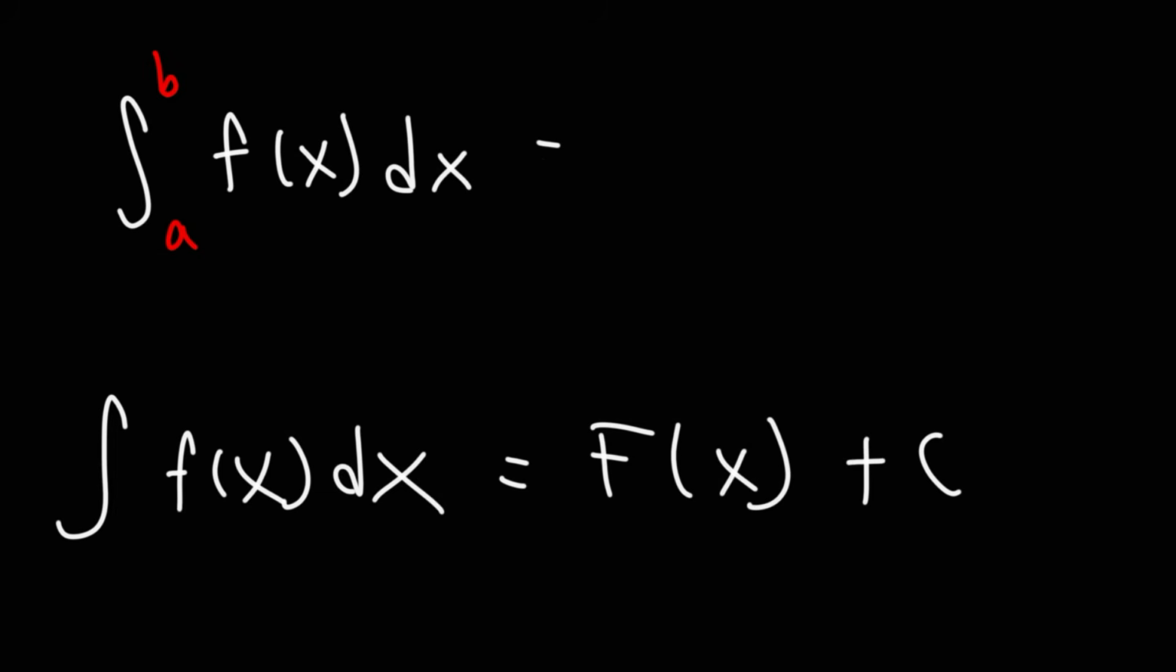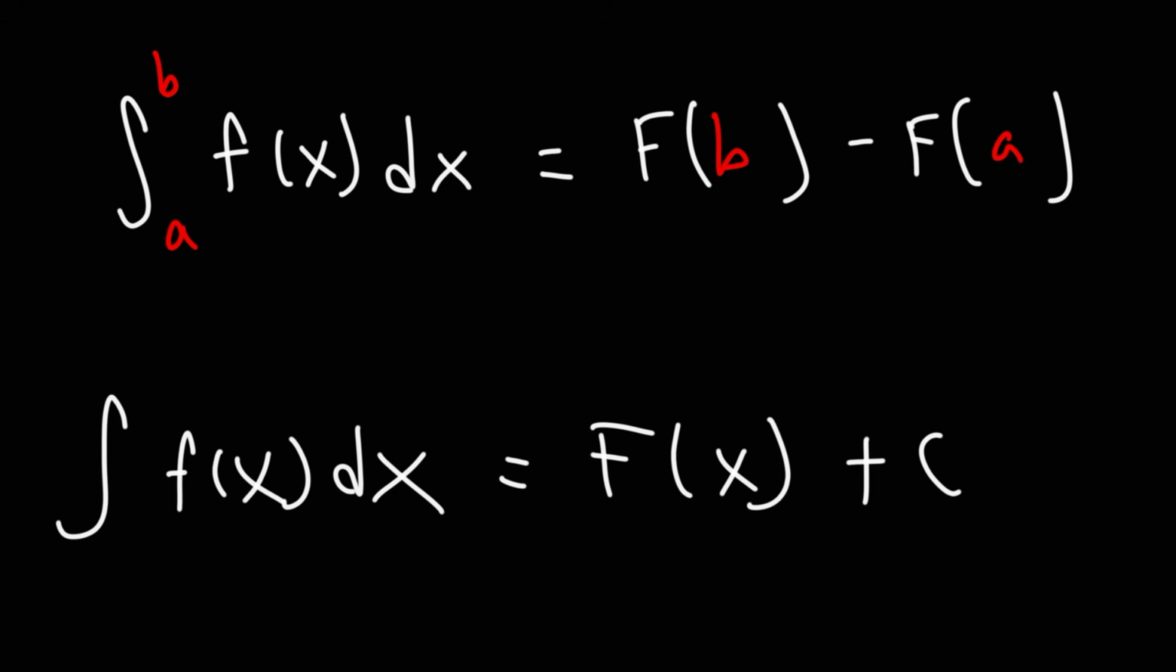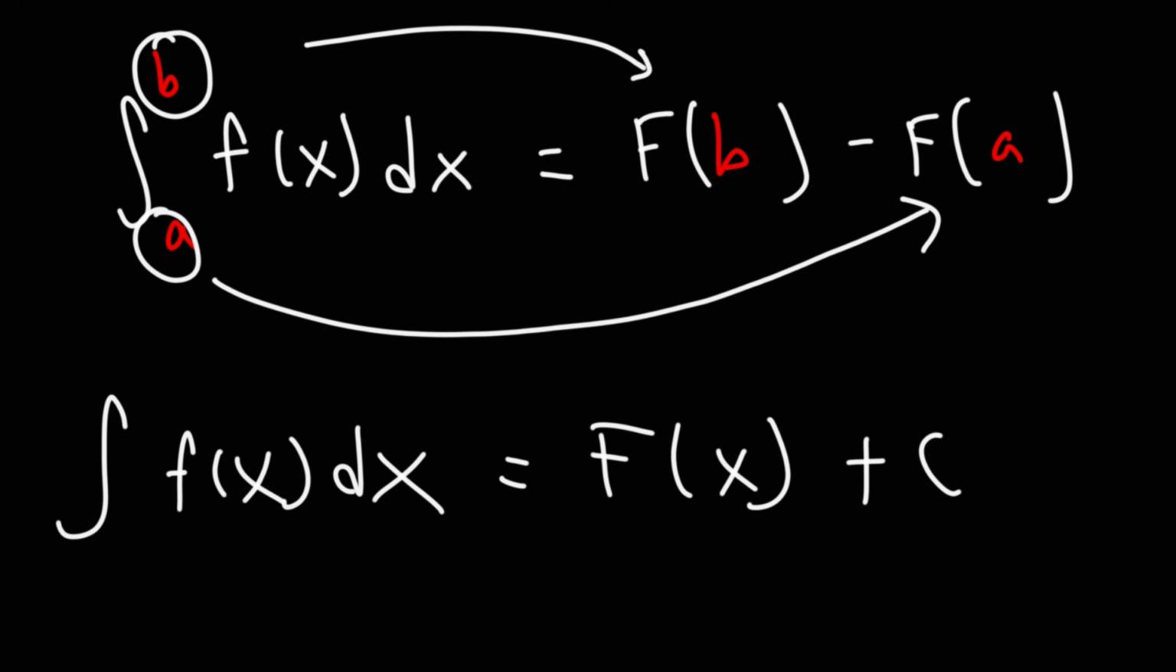But how can we evaluate a definite integral? We know that the indefinite integral of f of x will give us capital F. But to evaluate it, once you get capital F, you need to plug in the upper limit and the lower limit of integration. So this is going to be F of b minus F of a. So that's how you can evaluate definite integrals. First, you need to find the antiderivative, and then you need to plug in the upper limit of integration, and then the lower limit of integration, top minus bottom.